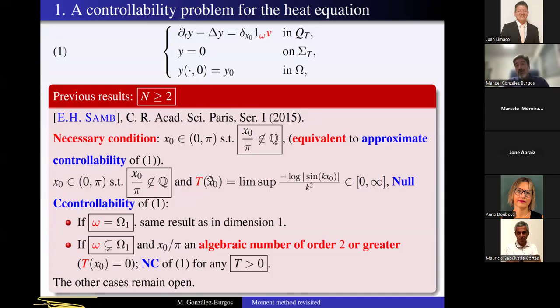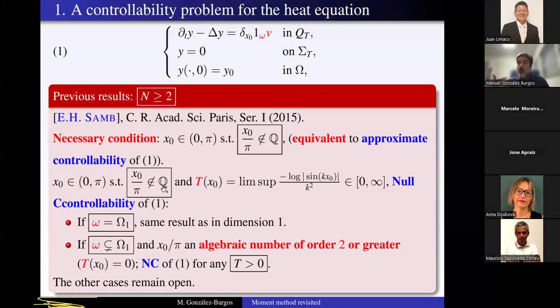On the other hand, we have the same minimal time, T of x0, which is given by this limit soup, and we know two results. The first one is the case in which omega is equal to omega 1. We have a global control supported on my hyperplane. In this case, we can obtain the same result as in dimension 1.